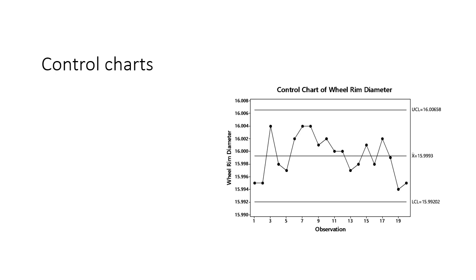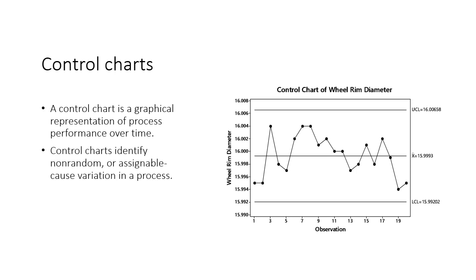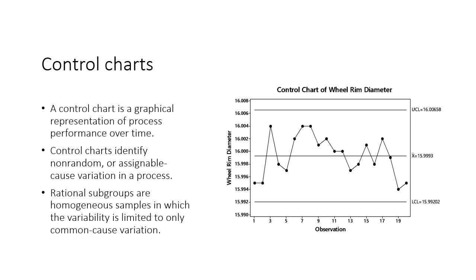A control chart is a graphical representation of a process over time. It helps us identify assignable cause variation in a process. To use control charts, we collect rational subgroups which limit variability to the common cause variation in the process. There are many control charts available for process monitoring.